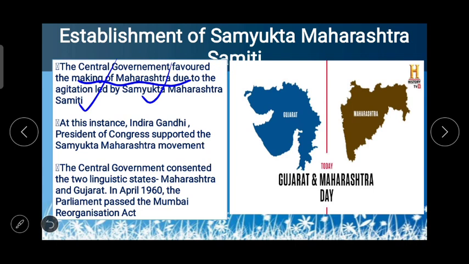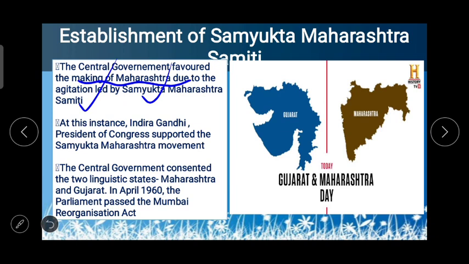लेकिन जो संयुक्त महाराष्ट्र मूवमेंट के लीडर्स थे उन्होंने अपनी बात कहीं पर भी छोड़ी नहीं. कंटिन्यूसली दे वर ऑन द मूवमेंट, एंड फाइनली द सेंट्रल गवर्नमेंट फेवर्ड द मेकिंग ऑफ महाराष्ट्र ड्यू टू द एजिटेशन लेड बाय संयुक्त महाराष्ट्र समिति.